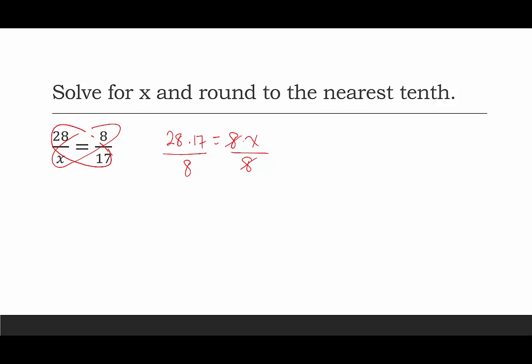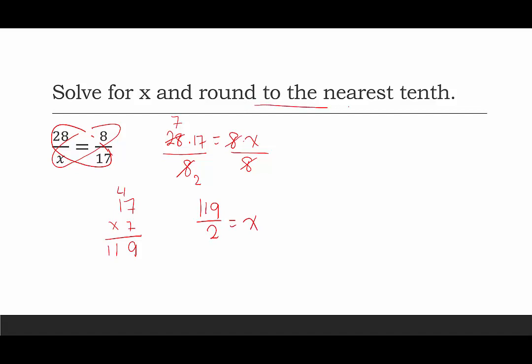So I have two factors in the numerator, 28 and 17. 8 and 28 have a common factor of 4. So I can divide 4 into 8, which gives me 2, and I can divide 4 into 28, which gives me 7. Now it's just smaller numbers for me to work with. So now I have 7 times 17 over 2. I'm going to multiply 17 times 7. 7 times 7 is 49. 7 times 1 is 7, plus 4 is 11. So 7 times 17 is 119, divided by 2 equals x.